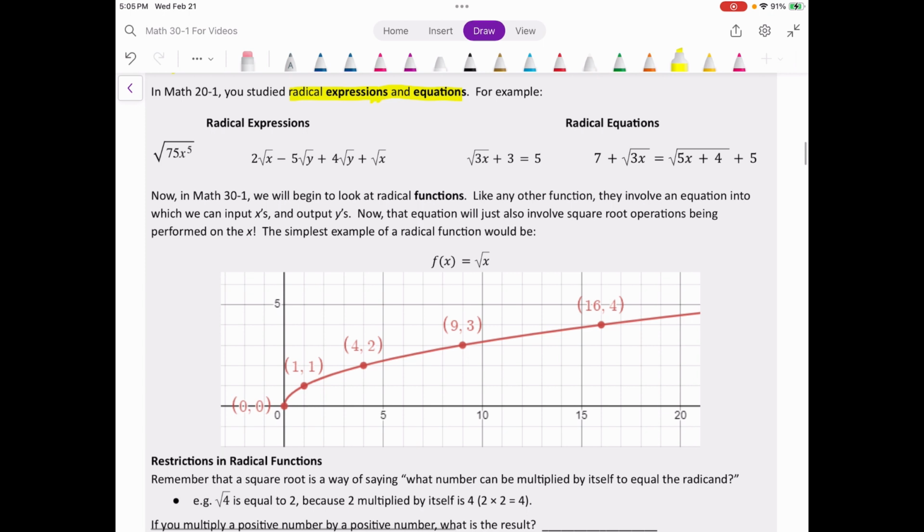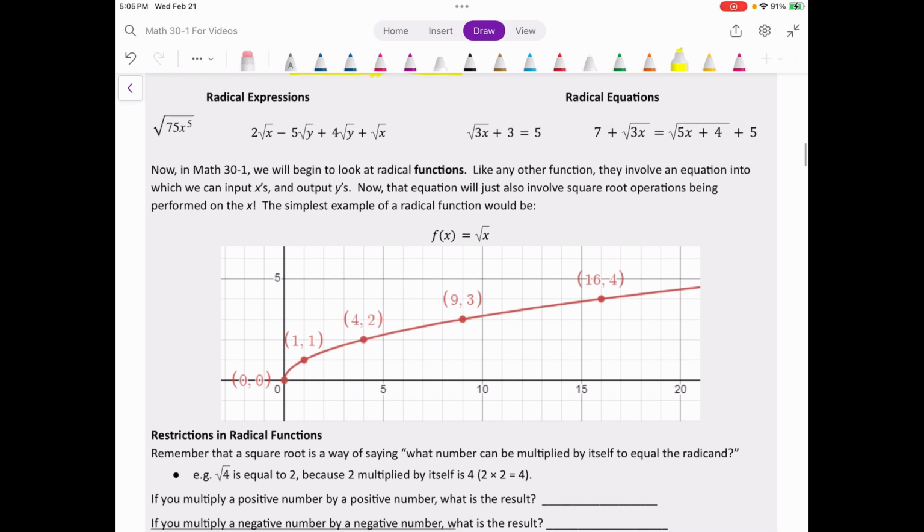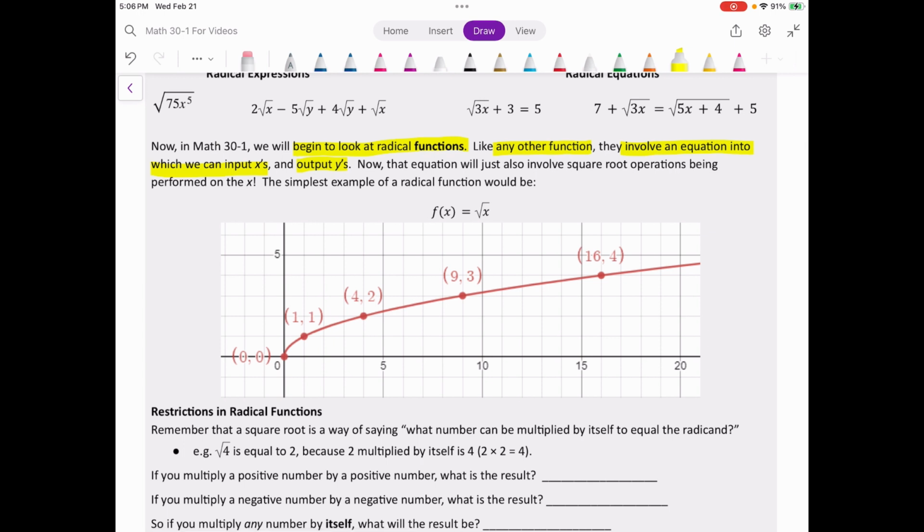Now, in Math 30-1, we're going to extend this a bit further, and we're going to look at radical functions. You know what a function is. We've talked about them in pretty much every lesson since we started Math 30, and we will continue to do that until the end of Math 30. Like any other function, a radical function involves an equation into which we can input x's and the equation will output y's. You input values of a variable, and it will compute the associated output. Now for radical functions, you can probably guess, the equation just involves a square root operation.